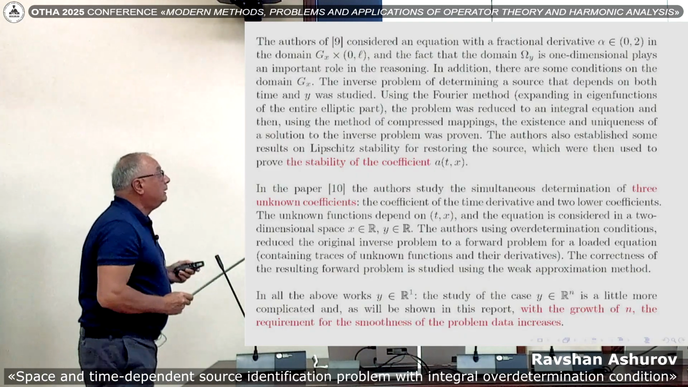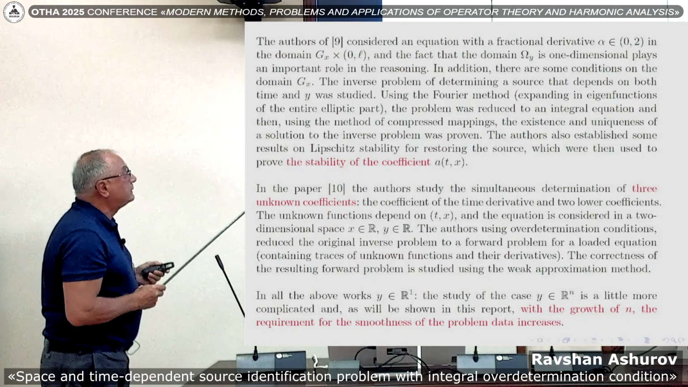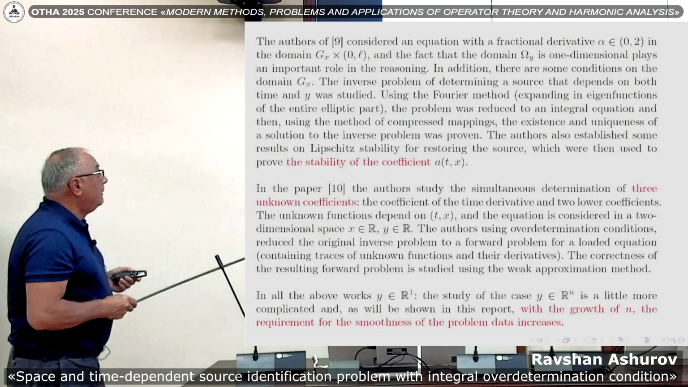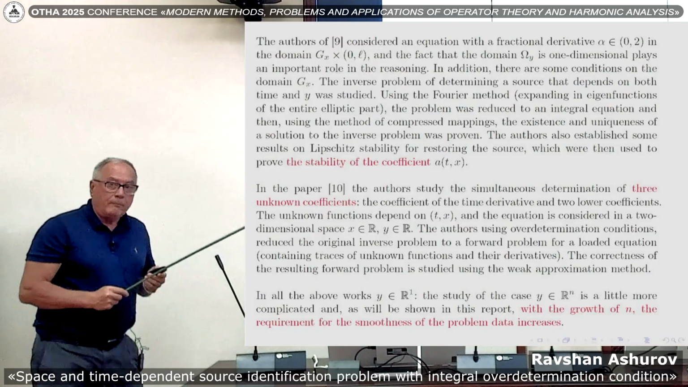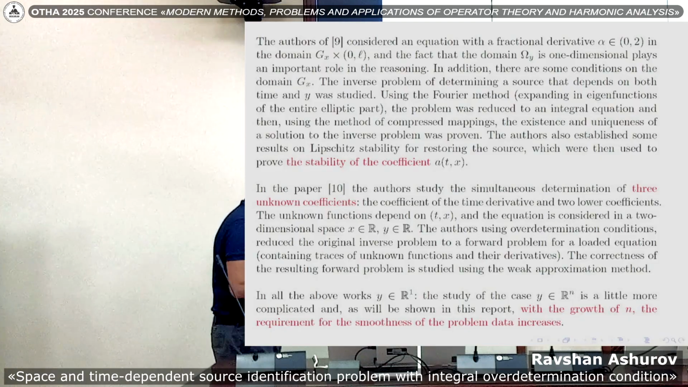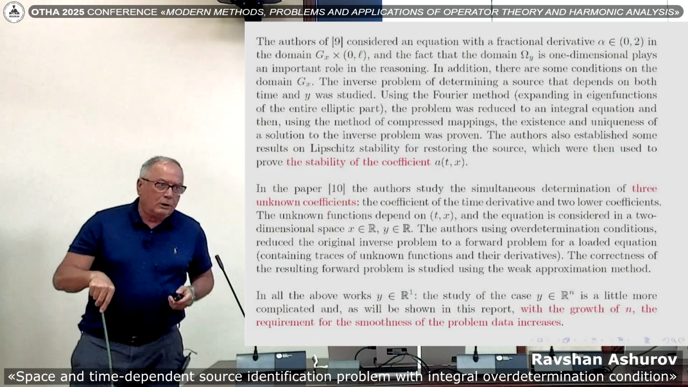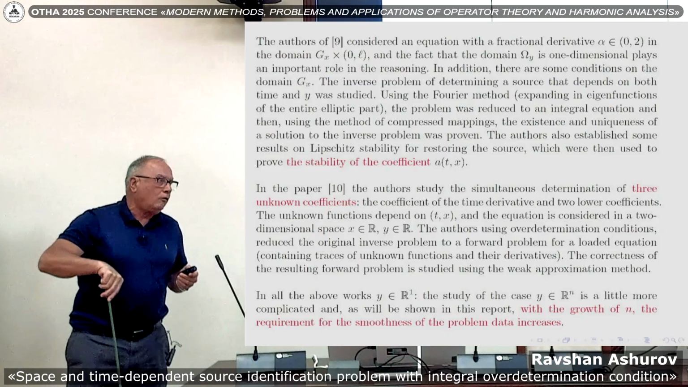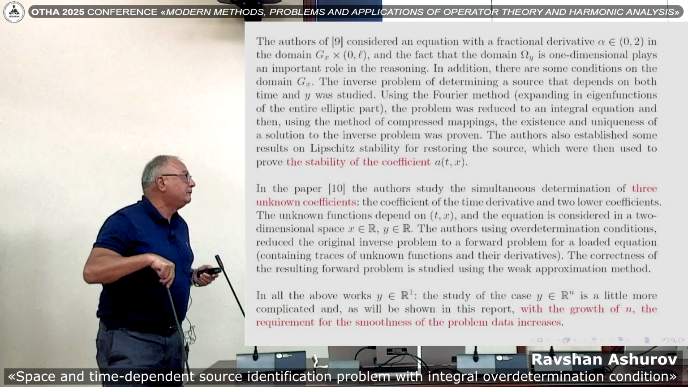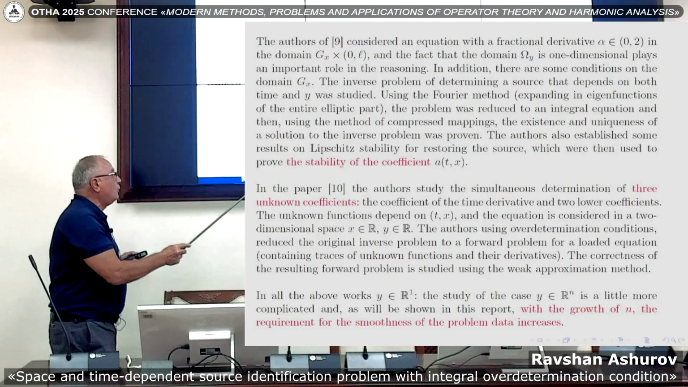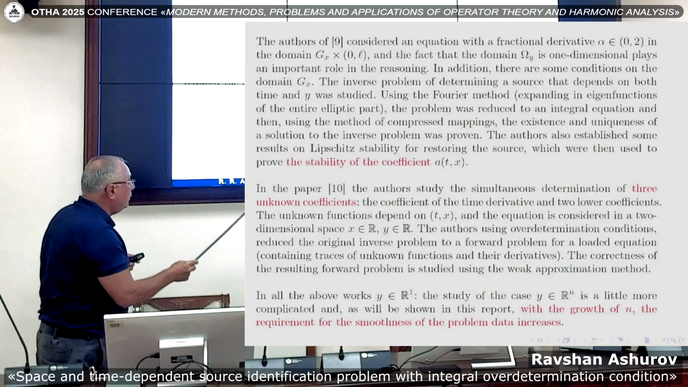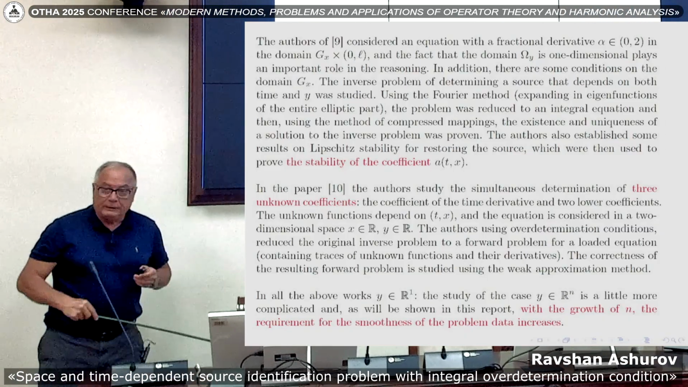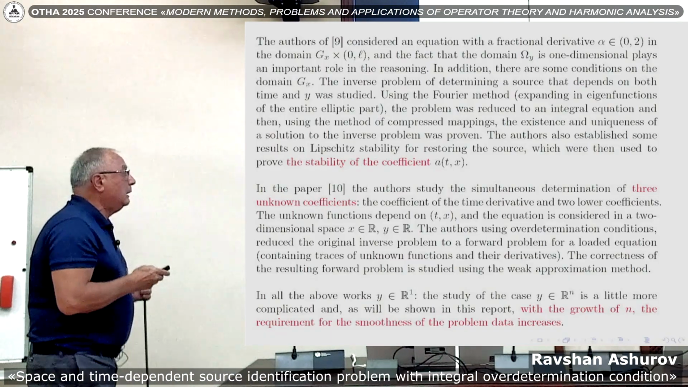Paper 10 is an interesting paper. They considered simultaneous determination of 3 unknown coefficients: the coefficient of the time derivative and 2 lower coefficients. But again, here x and y are one-dimensional, and this plays an important role, and they used the weak approximation method. This puts a very strict condition on the solution of the forward problem: you can apply this method if and only if the solution of the forward problem has 12 derivatives. So this is the first thing. And second, again, they considered y from R1. As we will show in this talk, with growth of n the requirement for smoothness of the problem's data increases, and other problems also arise with growth of n.